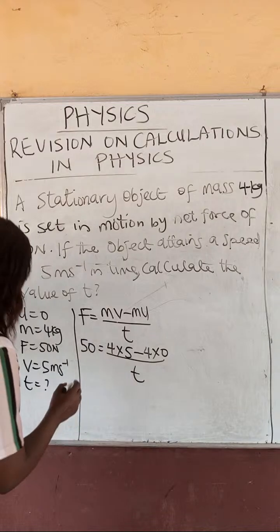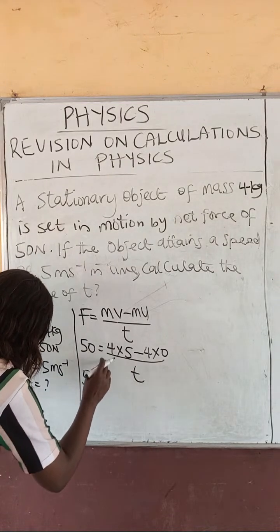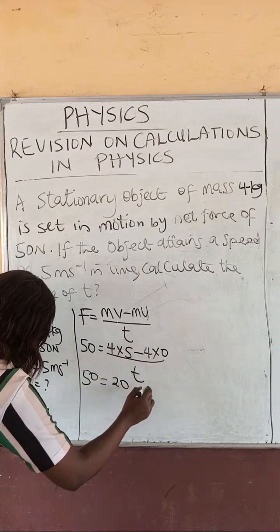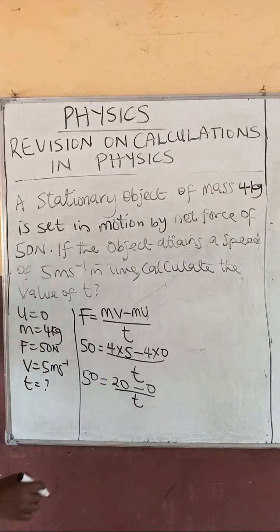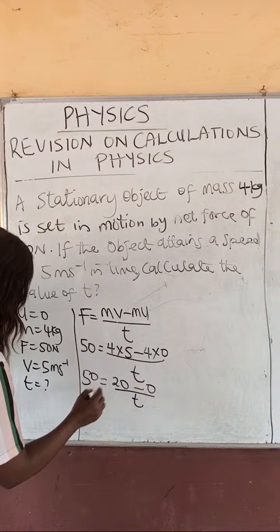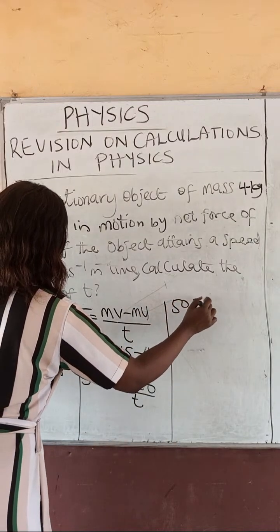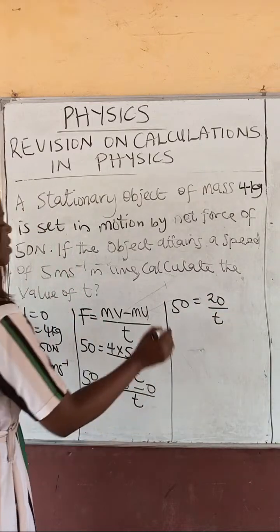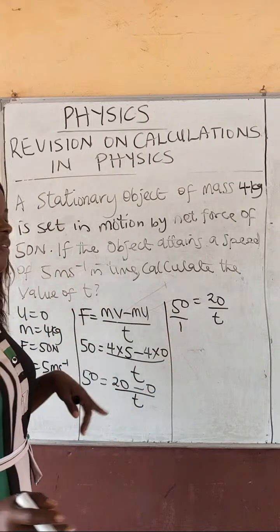t. So we go down to solve by saying 50 is equal to 4 times 5, that is going to give me 20, minus 4 times 0, which is 0, divided by what? T. Okay. Now 50 is equal to 20 over T. Right? Then I can make this to be over 1 and cross multiply to get the value of t.